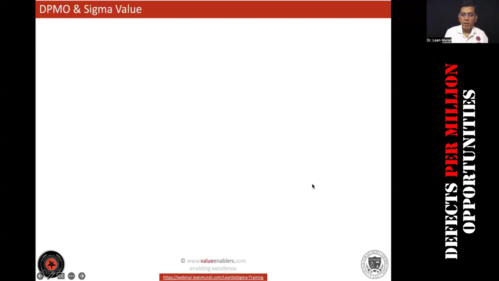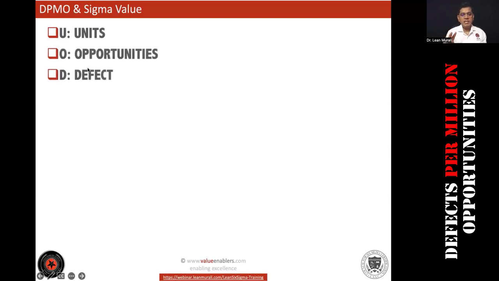All right, now we will go to DPMO and sigma value details. Okay, now in order to go through what is DPMO and sigma value, all of you please take good notes. We need to know three things: UOD, okay, or DOU, whatever it is. Type DOU or UOD in the chat box.